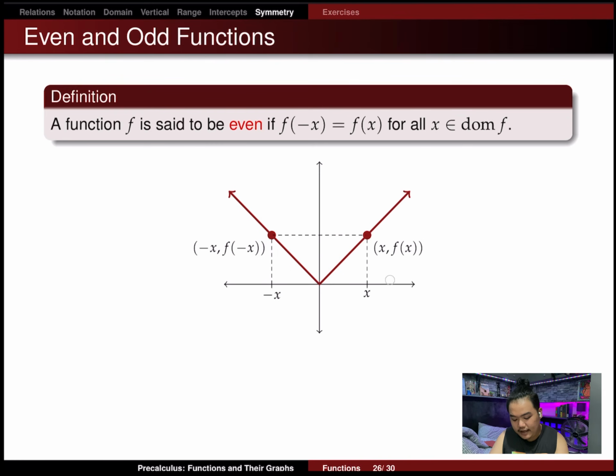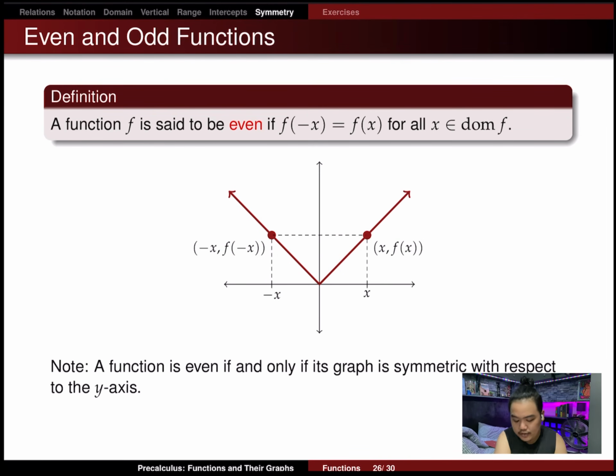So, ang effect is that a function is said to be even, ito yung geometric interpretation niya, if its graph is symmetric with respect to the y-axis. So, yun yung for even function.